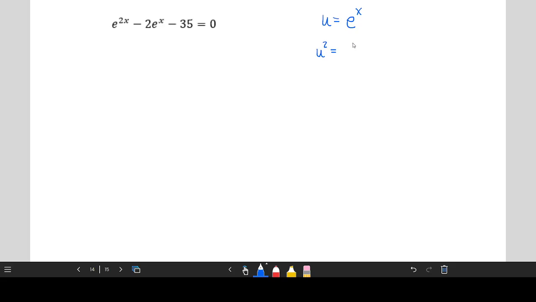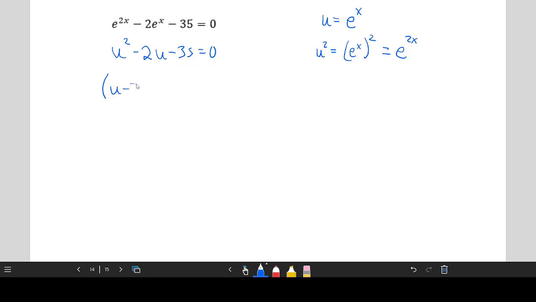then u squared is e to the x squared because we're saying u equals e to the x. So u squared is e to the x squared, which is e to the 2x because you multiply the exponents. So we can replace e to the 2x with u squared, and we can replace e to the x with u, and then we have a quadratic equation to solve.